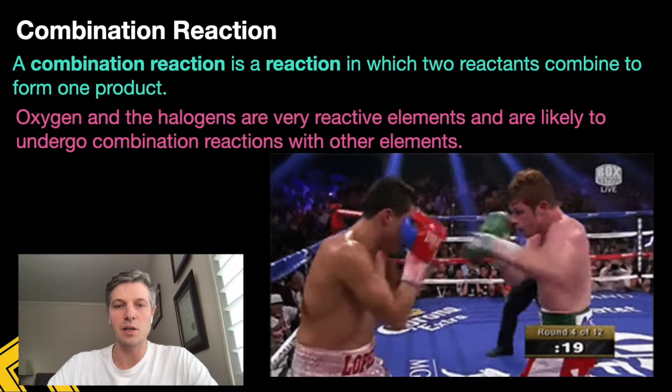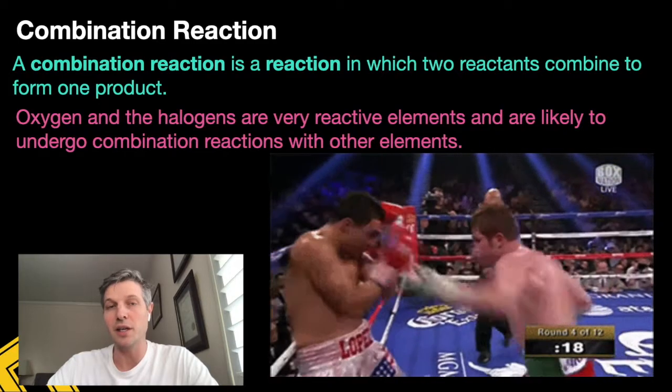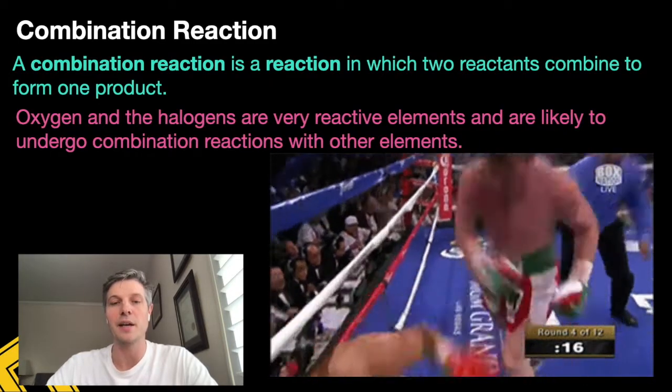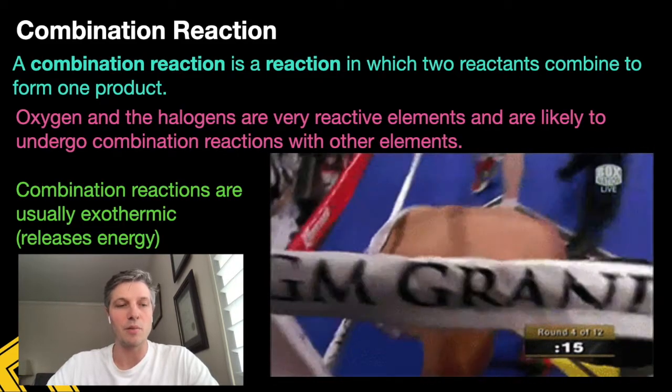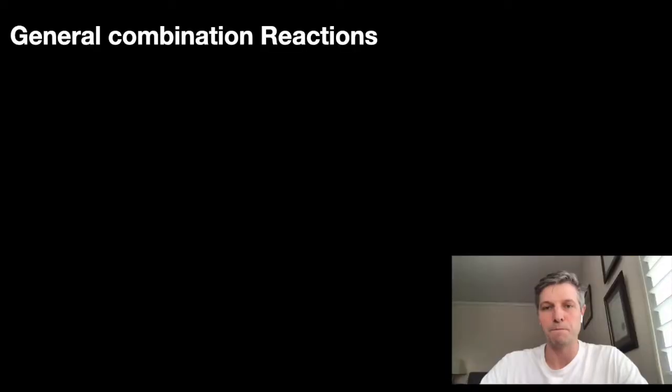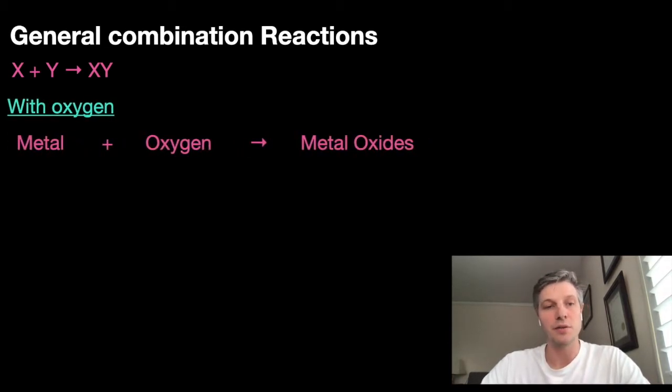The halogens and oxygen are very reactive elements, and they're very likely to undergo combination reactions with other elements. Combination reactions are usually exothermic. They're the ones that release energy. So our general combination reaction is X plus Y equals XY. Nice and simple. So for instance, with oxygen, we would say the metal plus oxygen gives us metal oxides.